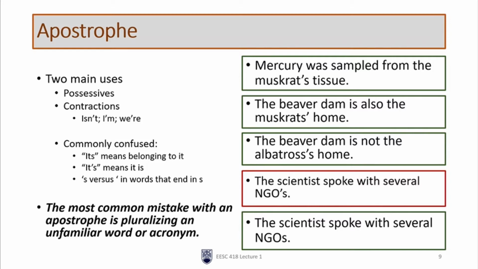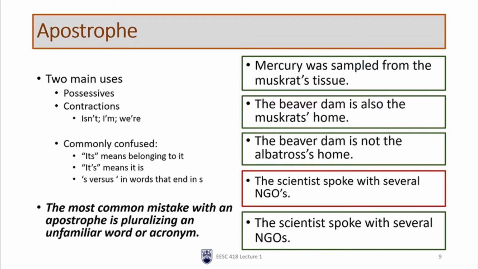So the two main uses I've mentioned, possessives and contractions. Possessives indicate that somebody or something owns something, or it takes the place of some object. So, mercury was sampled from the muskrat's tissue. The possessive apostrophe is showing that the tissue belongs to the muskrat. So that's a pretty simple example of how it's used.